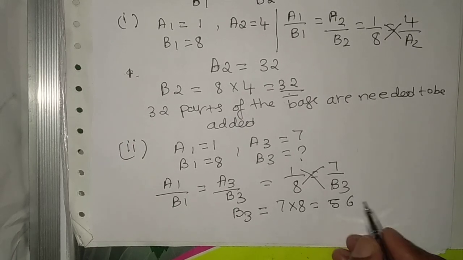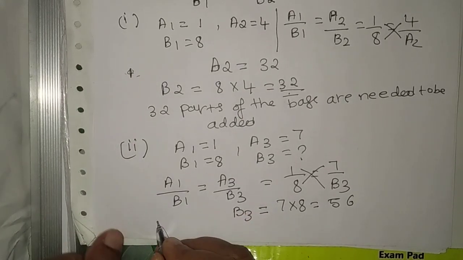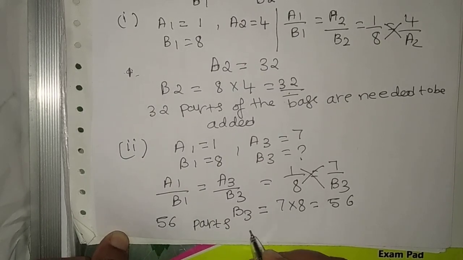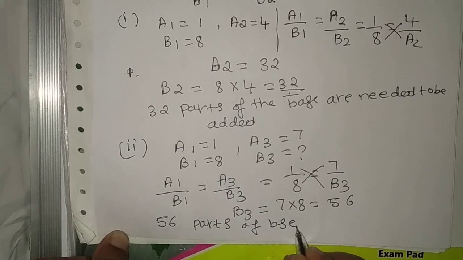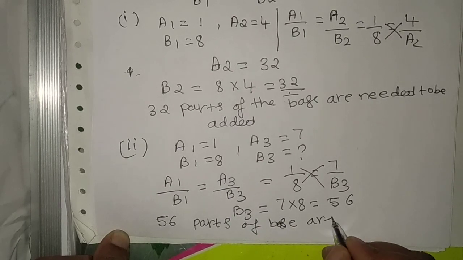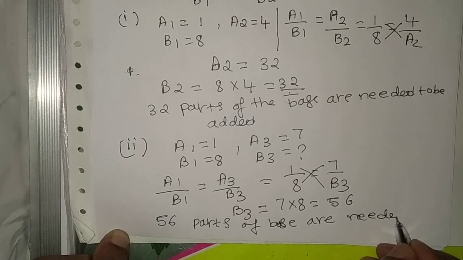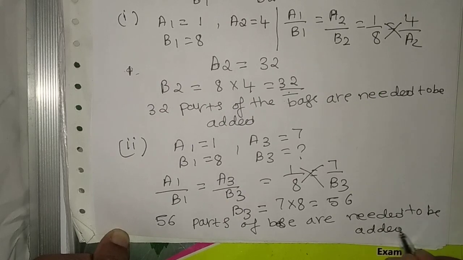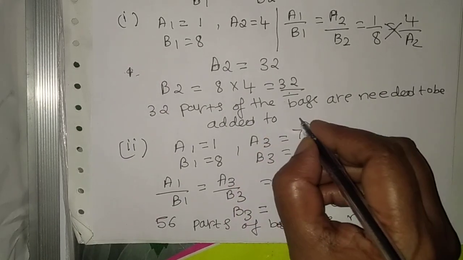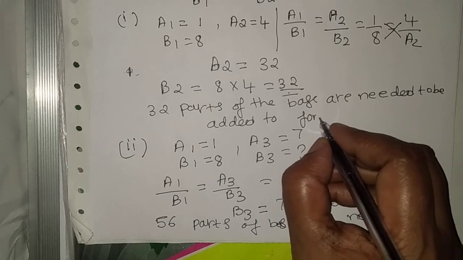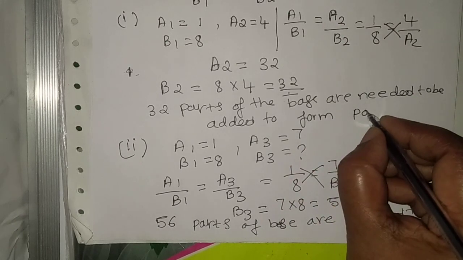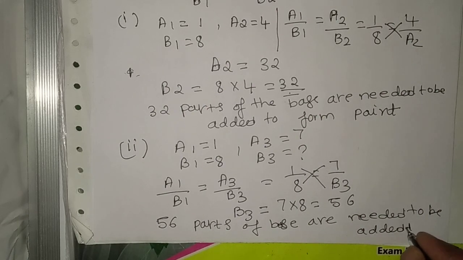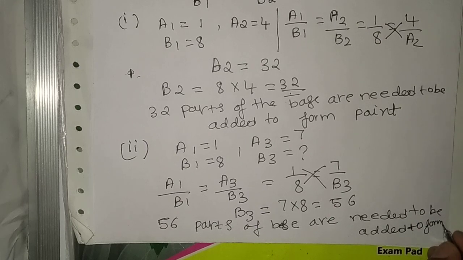So what we have to say? Same thing we have to write here: 56 parts of base are needed to be added to form the paint.